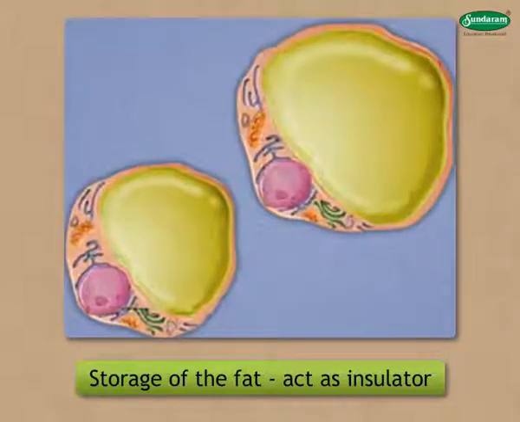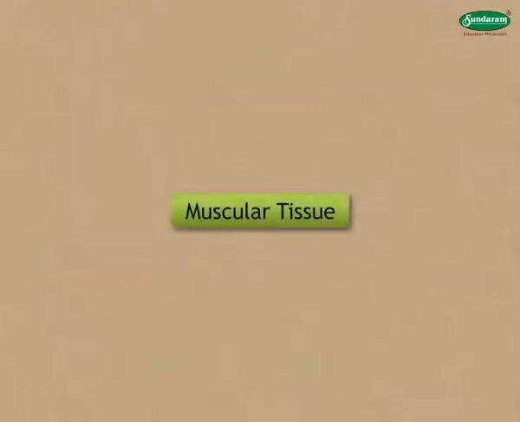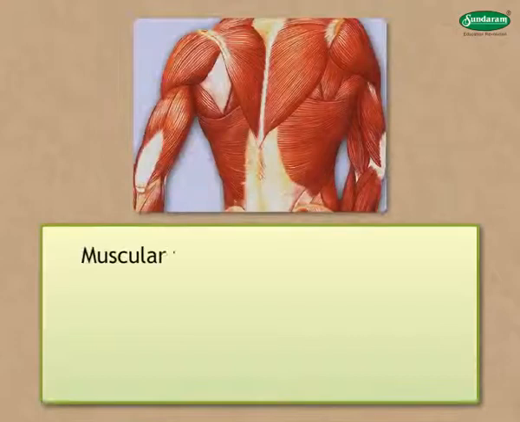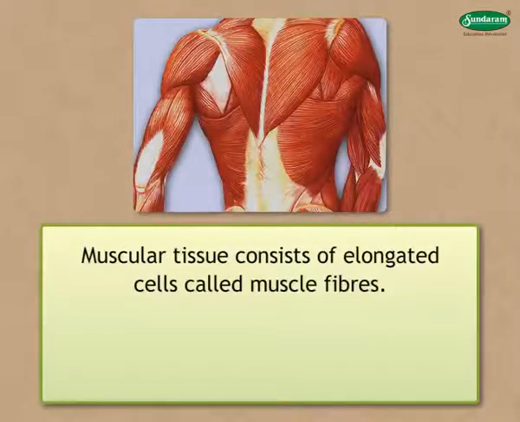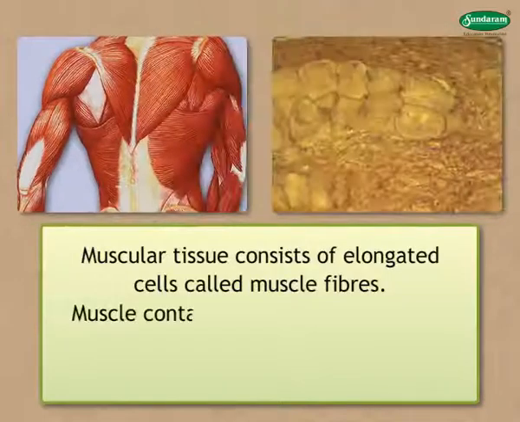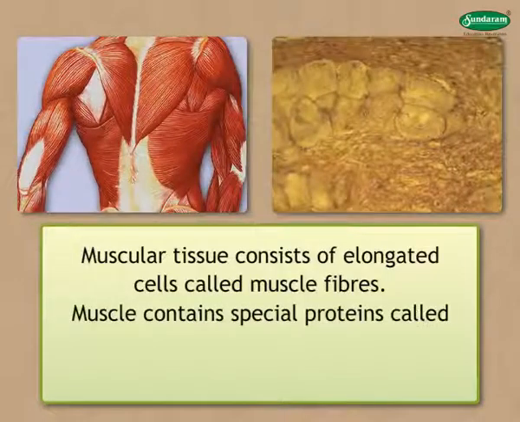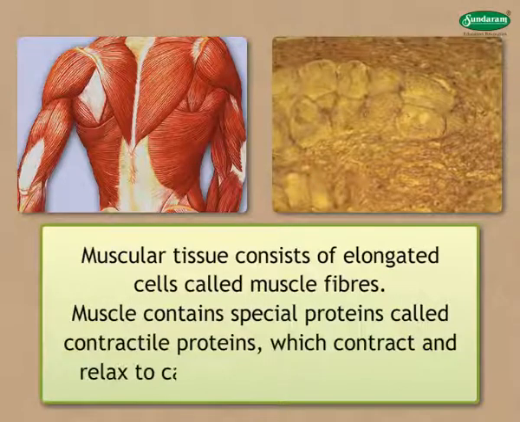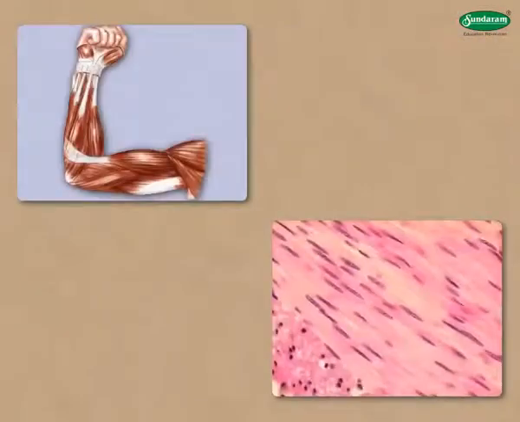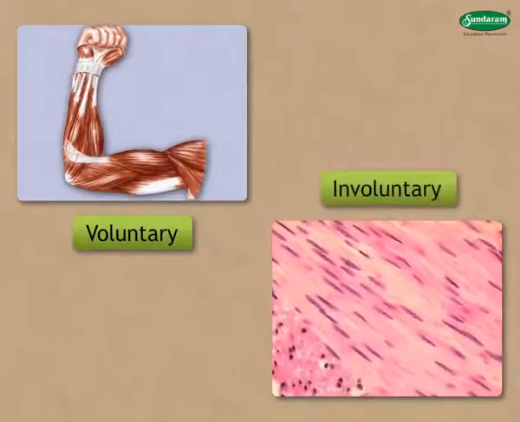Students, now let's see the second type of complex tissue, muscular tissue. Muscular tissue consists of elongated cells called muscle fibers. Muscle contains special proteins called contractile proteins, which contract and relax to cause movement of muscles. There are two types of muscles, voluntary and involuntary muscles.